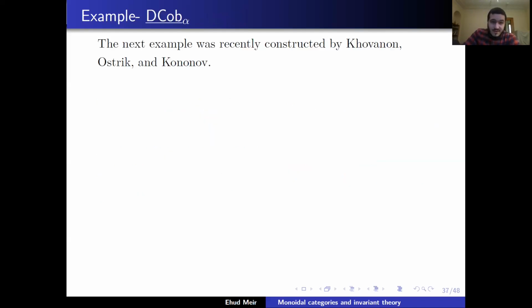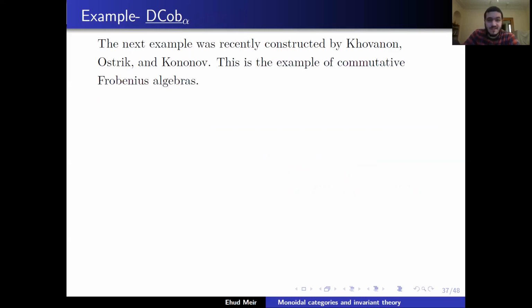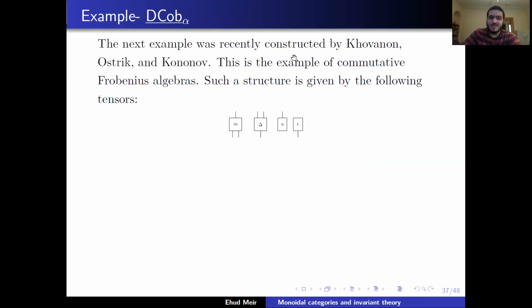Okay, another example was recently constructed independently by Khovanov, Ostrik, and Kononov. And this comes from two-dimensional TQFTs. This is the example of commutative Frobenius algebras. So such a structure is given by the following tensors. We have multiplication, co-multiplication, unit, and co-unit.